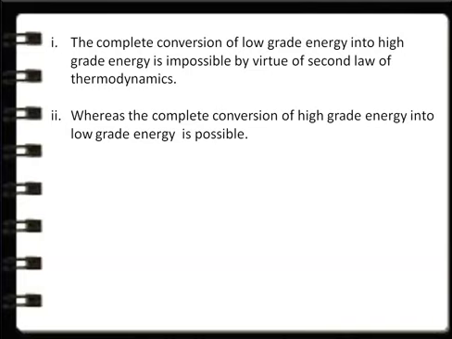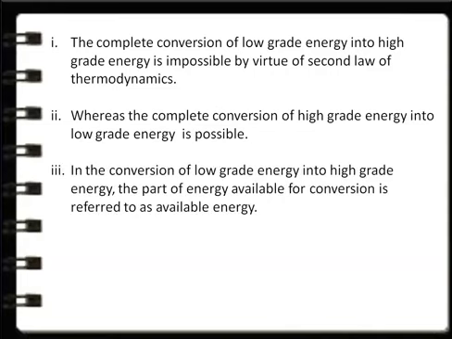For example, take a water heater of 1000 watts. You put the water heater into a bucket of water and switch it on. The amount of heat generated will be equal to the amount of electrical energy given to the heater. Electrical energy is a kind of high grade energy, and it is converted into low grade energy, that is heat energy. So the complete conversion of high grade energy into low grade energy is possible.